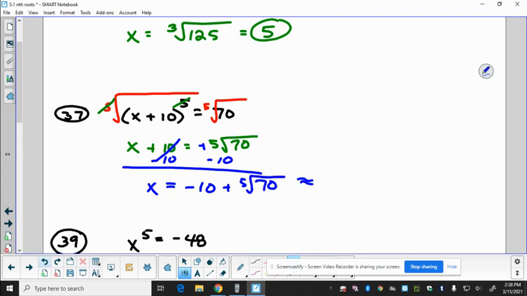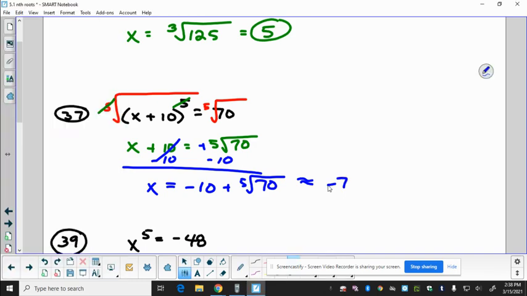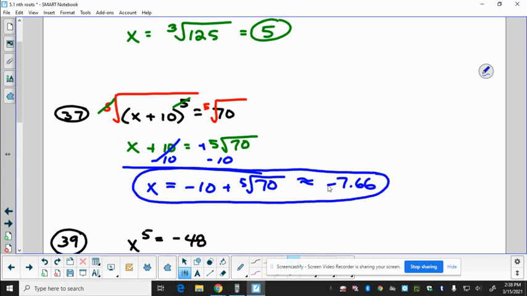Now let's go to the calculator and let's see what that would be if we do an approximation. All right, so negative 10 plus, so I'm not going to do plus and minus. That's only reserved for even roots. Put in the fifth root of 70. So if we round that to the second decimal place, the hundredths, that would be negative 7.66. So there's an exact answer and an approximation.